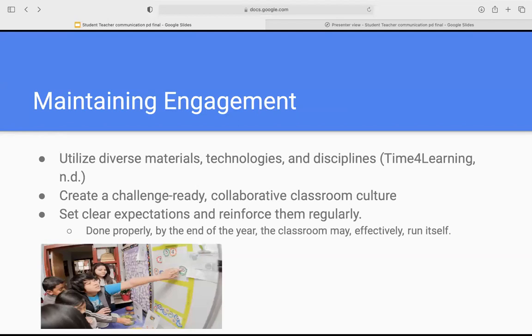Maintaining engagement is as important as ever. Competing with contemporary media can be difficult, but there are things we can do. Utilizing technology, drama, and games and other tools can augment learning. Setting and reinforcing expectations and routines, such as class jobs or having a reward system in place and providing effective feedback also contribute to maintained engagement.